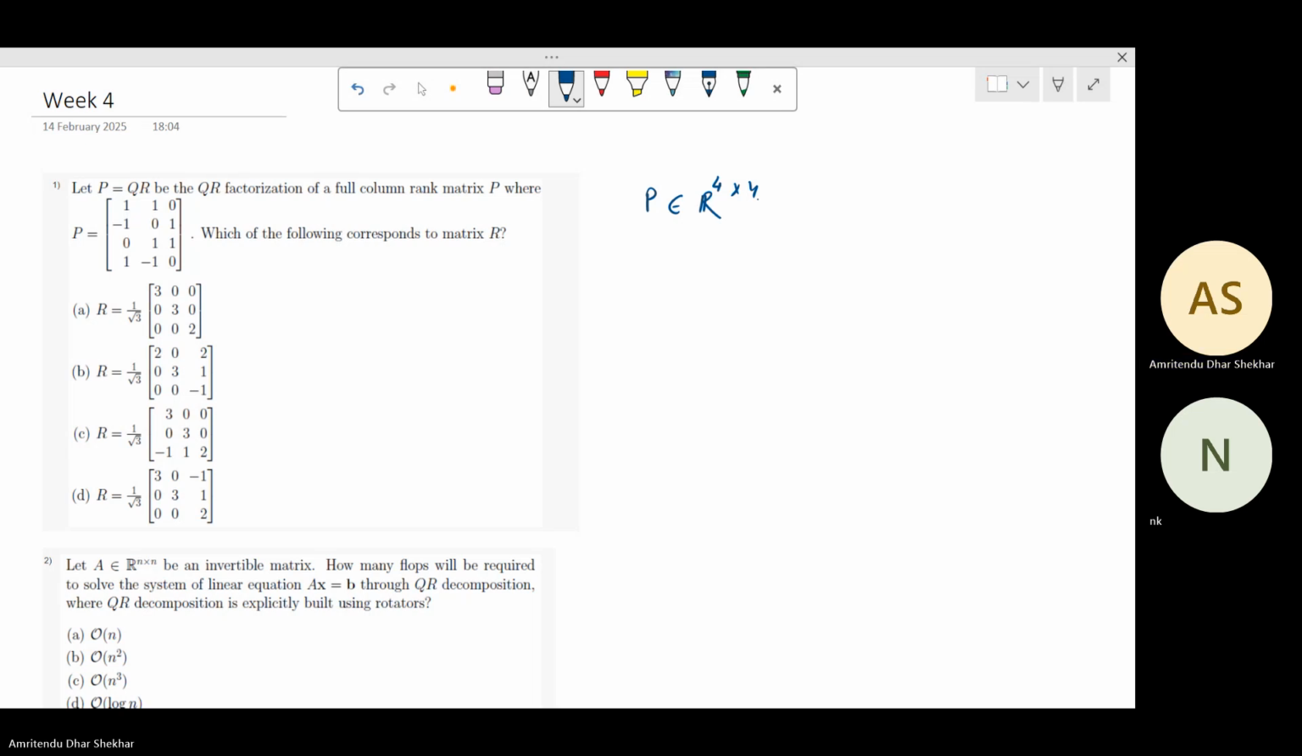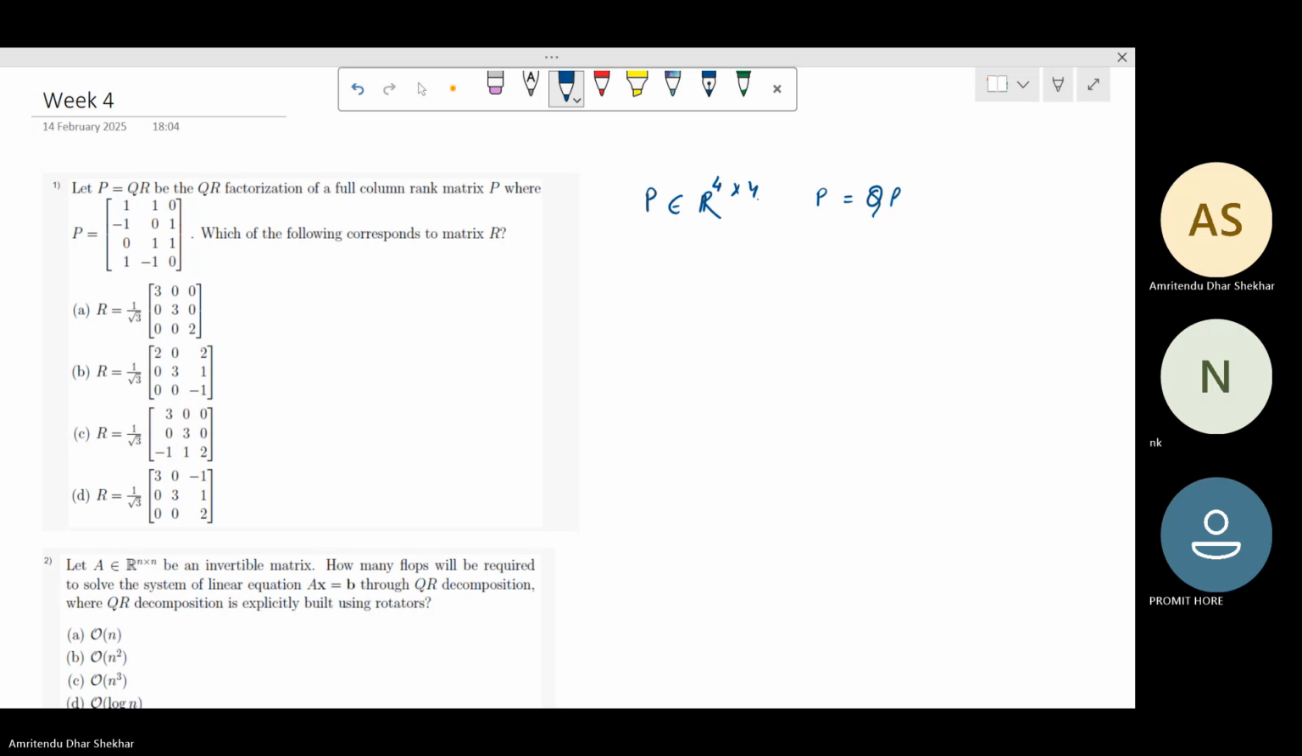So to do a QR factorization of P, the matrix R is given, and we need to state which of the following matrices is a valid R.